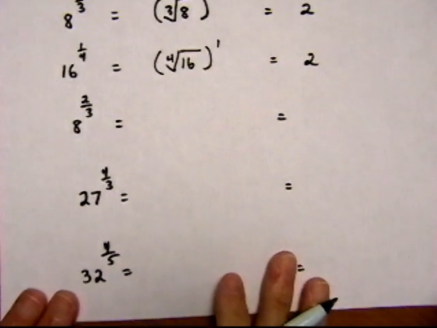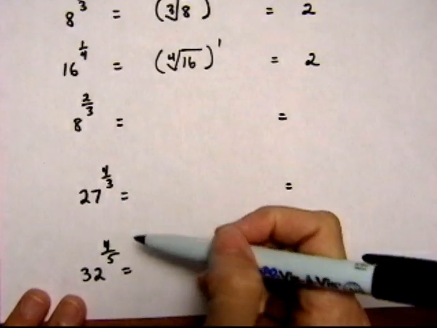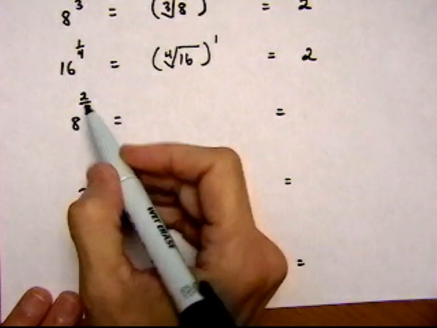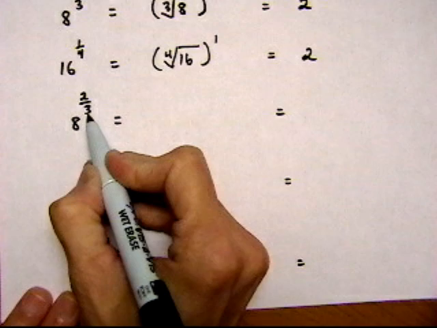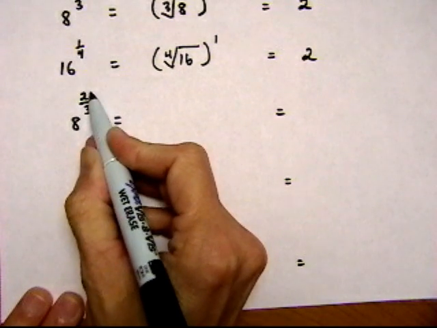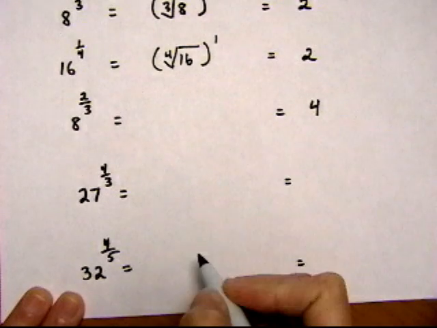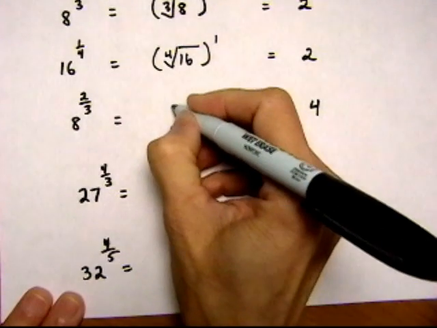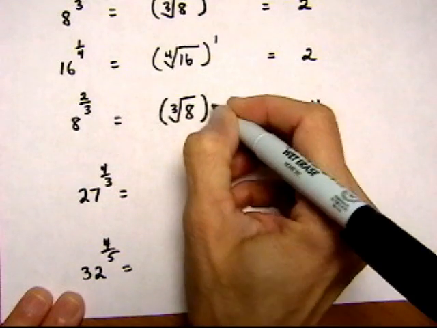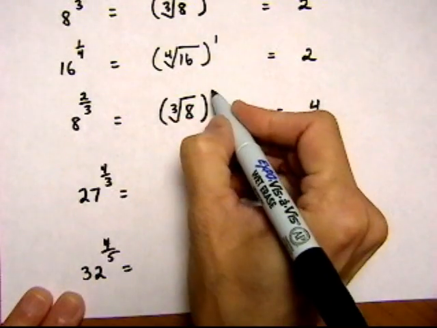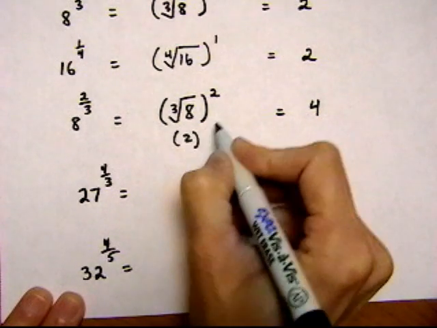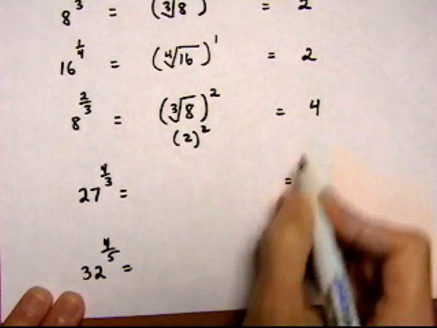Now the last three have powers different from 1, but we're going to approach it the exact same way. 8 to the 2/3, we do the cube root of 8, which is 2, and then square it, which would be 4. And if we write that out in radical form, we have cube root of 8, and we're going to take that result and raise it to the power, which is the numerator. So cube root of 8 is 2, raise that to the 2nd power, and that's what gave us the 4.